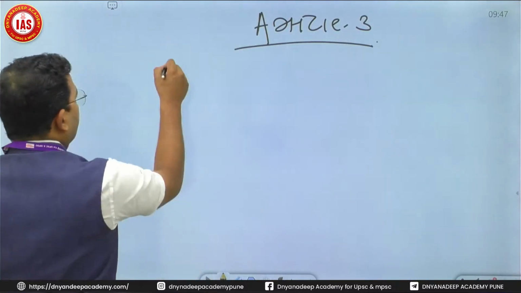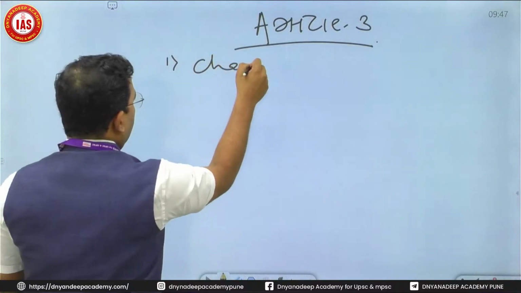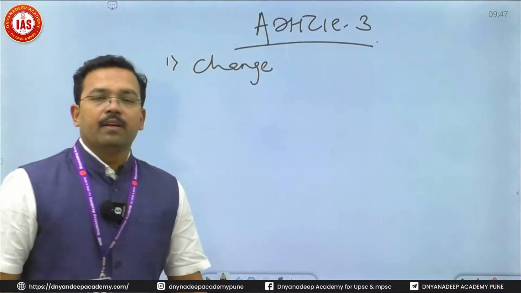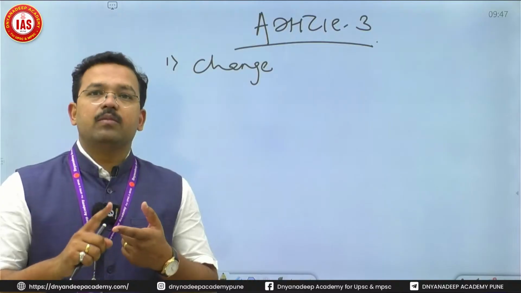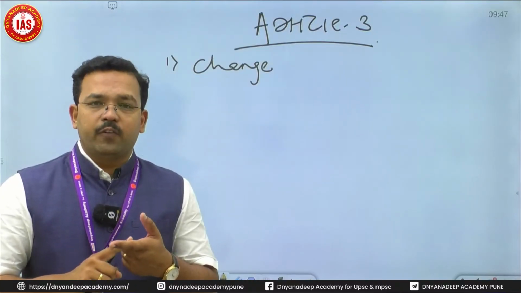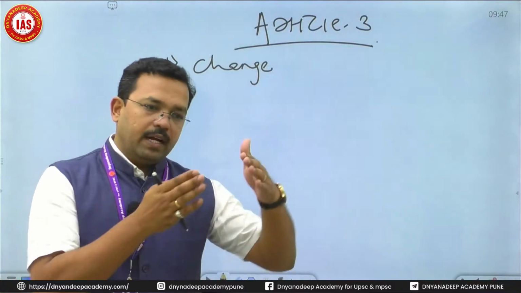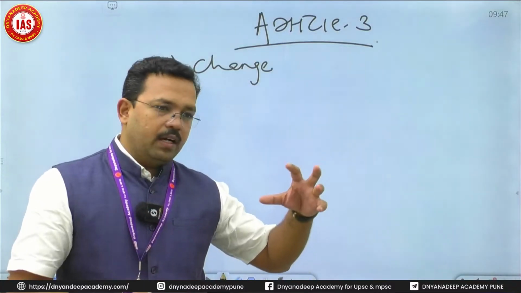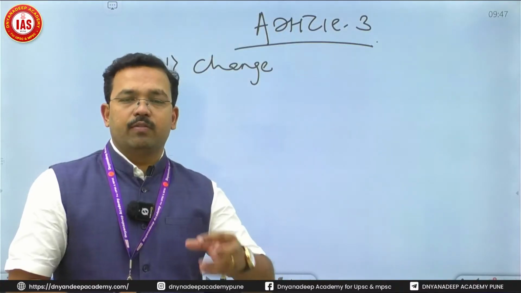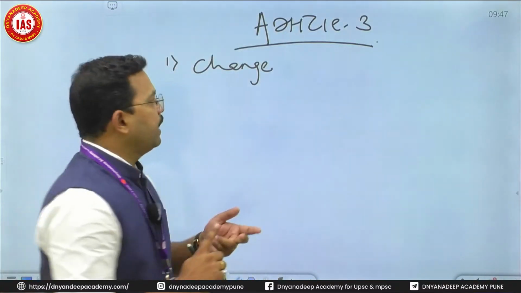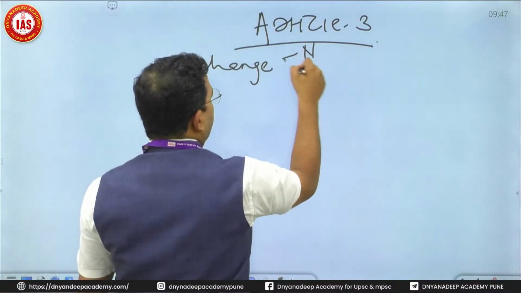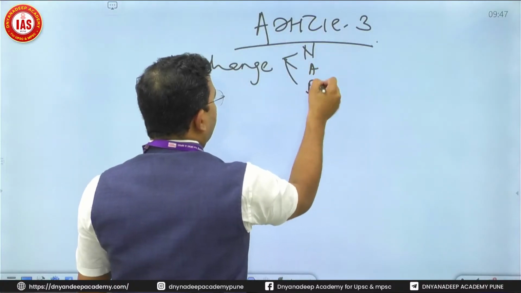First, it says we can change the name, area, and boundary of a state. We can add two states. We can divide a particular state. We can attach a part of a state to any other state. So we can change the name, area, and boundary of a state.